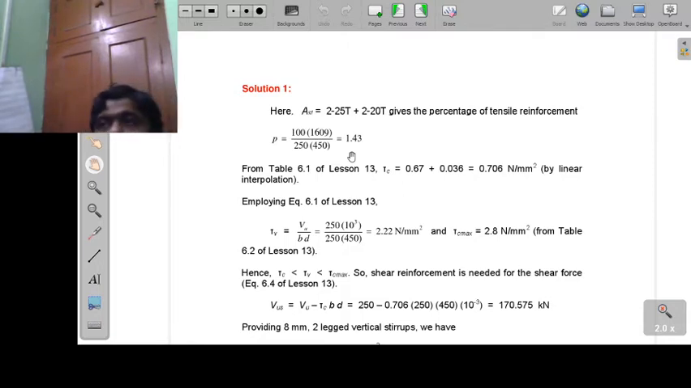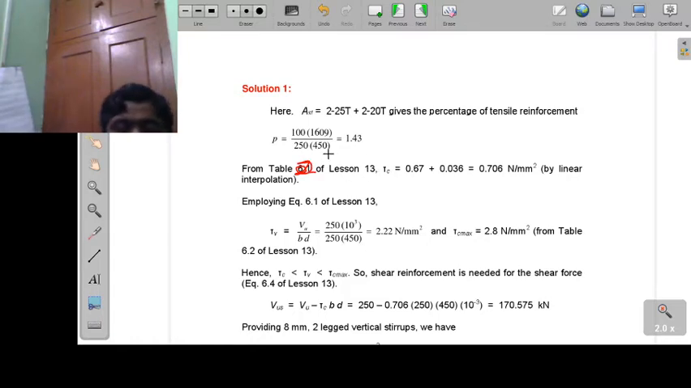First term is written 100 into Ast divided by BD. This Ast is the area of steel, so this is 100 Ast divided by B into D. So this value is coming 1.43. Once this value is coming 1.43, now you have to refer the code book. In code book, what is that?